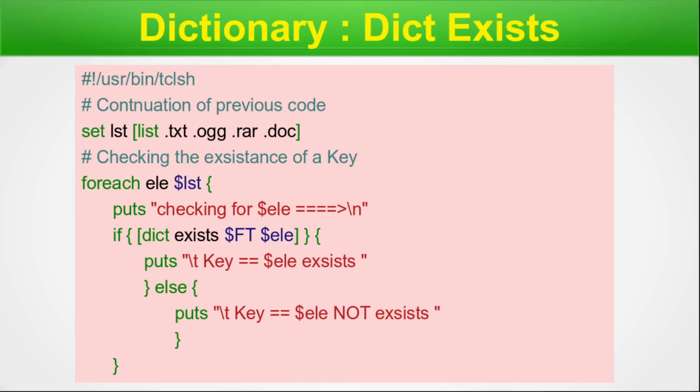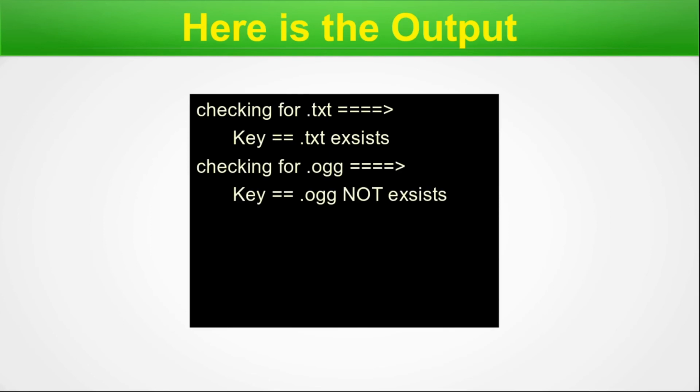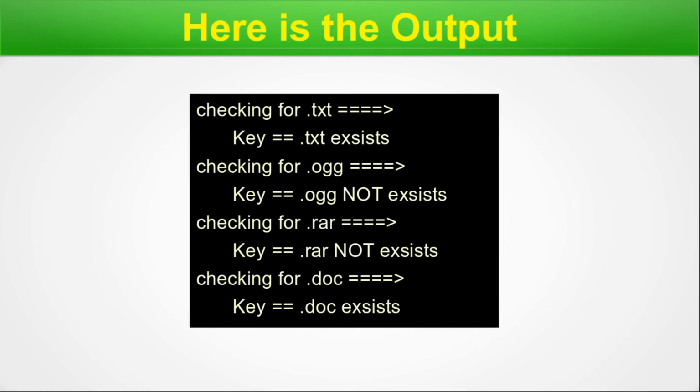So the outcome will be like this. First one, txt exists, org does not exist, rar does not exist, .doc exists. So we have clearly checked these random elements whether they exist inside a dictionary or not using the example shown below. So it's done with this particular section. You can have a try and don't forget to comment.